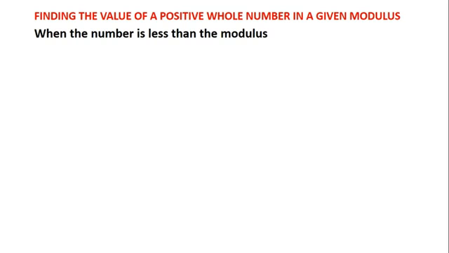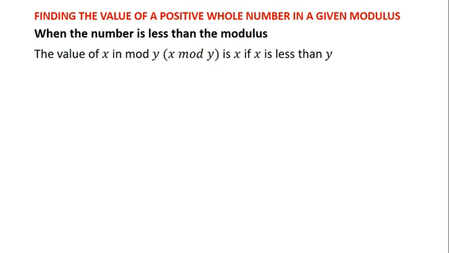The first one is when the number is less than the modulus. The value of x in mod y, which is written as x mod y, is x if x is less than y. This means that x mod y is equal to x if x is less than y. So if the number x is less than the modulus y, then x mod y is equal to x.